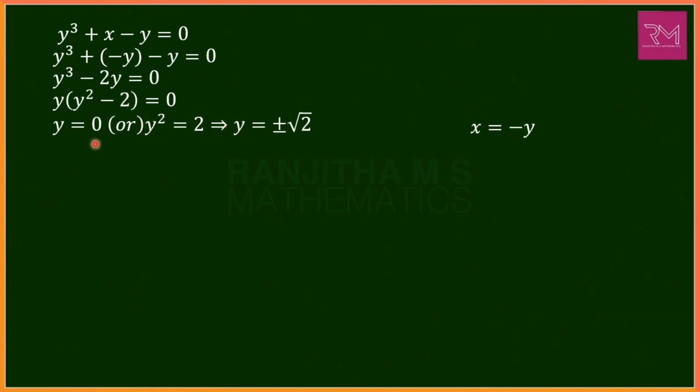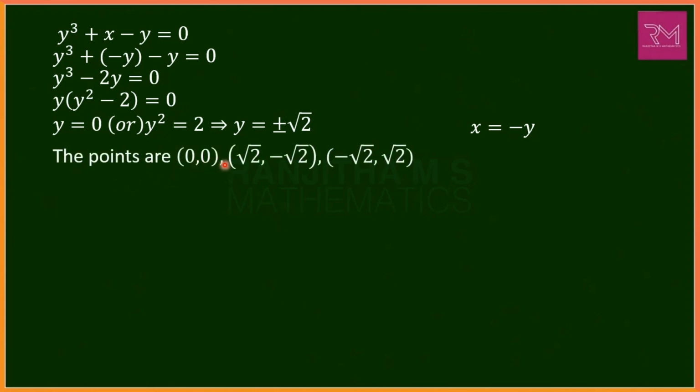Hence we get the point of intersection as, here x is minus y. So substituting y value as 0, we get x value as 0. Here substituting y value as plus root 2, x value becomes minus root 2. Here substituting y value as minus root 2, we get the value of x as plus root 2. Hence we get the points of intersection as (0, 0), (root 2, minus root 2), (minus root 2, root 2). These are all the points of intersection for the function f of x, y.